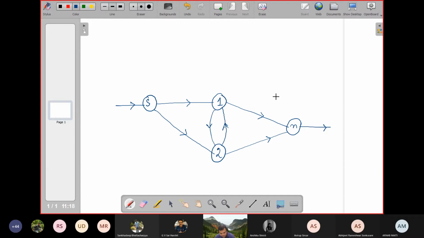So the problem here is: what is the maximum amount I can flow from the source to the destination. So this is called the maximum flow problem. Right.